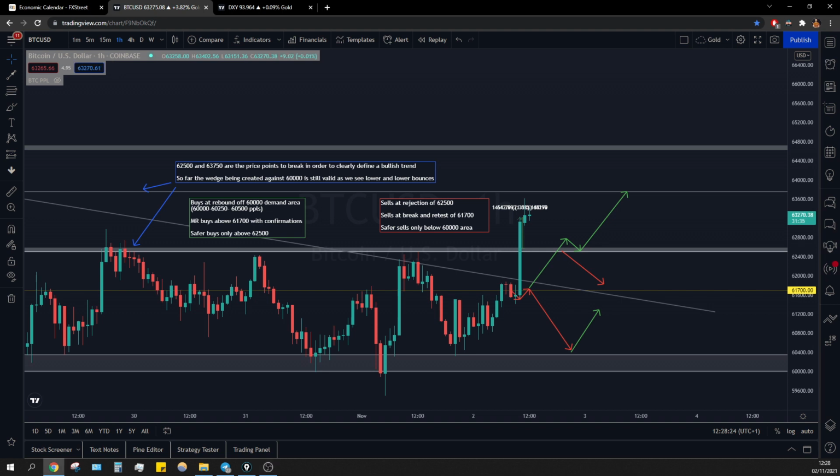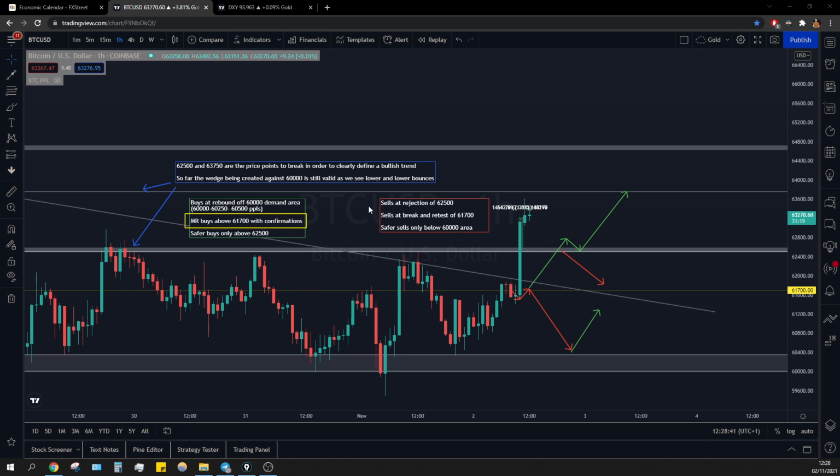And welcome to a trade analysis on Bitcoin. As you can see, this morning we were trying to play. Of course, when I did the analysis, we were already slightly below the key level. So we were playing medium risk buys above 61,700.